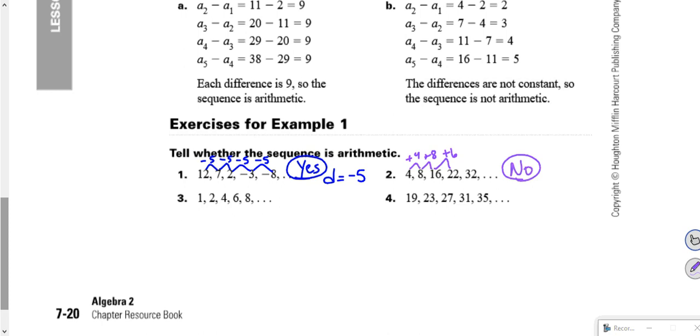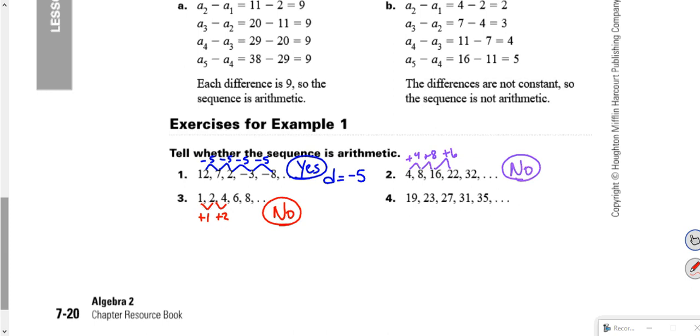All right, the one below here. Here we are adding 1, adding 2. Right off the bat, I can stop. Okay, not constant. The first one was a difference of 1. The second one was a difference of 2. I don't need to keep going. It's just going to be a no.